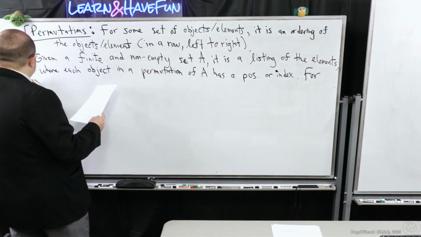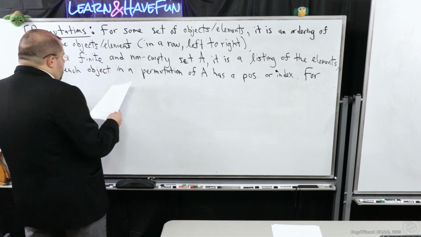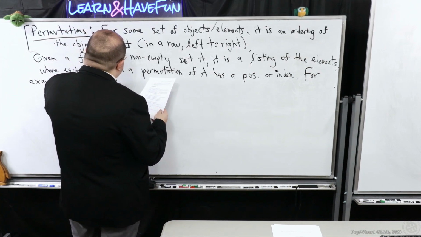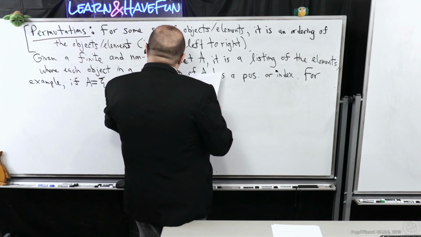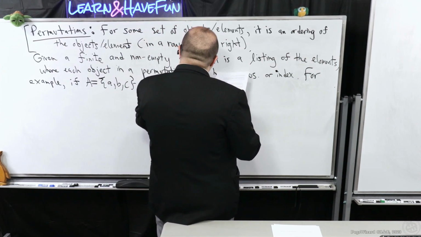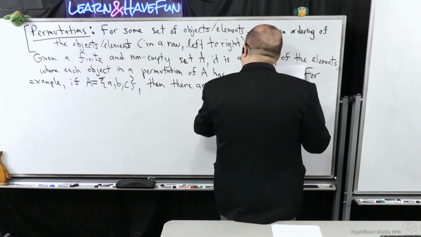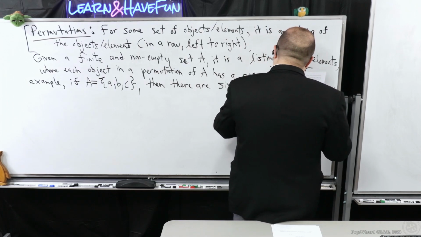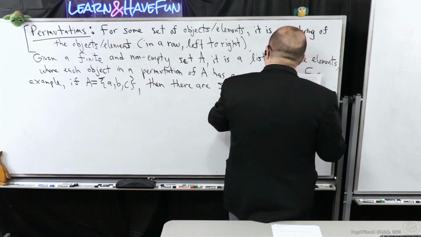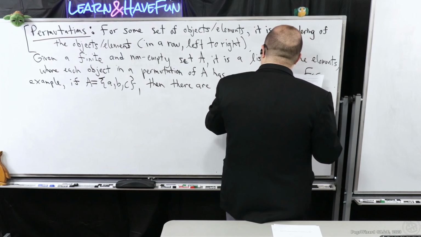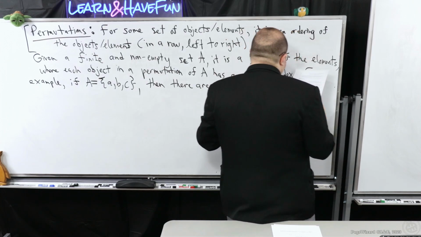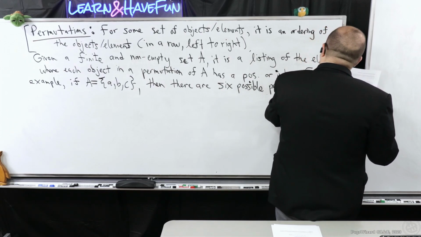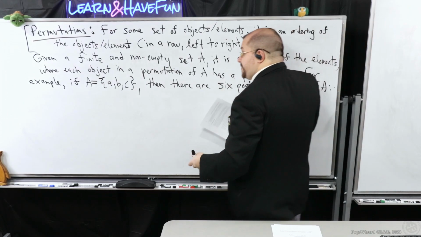For example, if I give you a set A with A, B, and C, then there are 6 possible permutations. Now, I haven't told you how you know that, but I'll show you how you get it in a moment. 6 possible permutations of A.